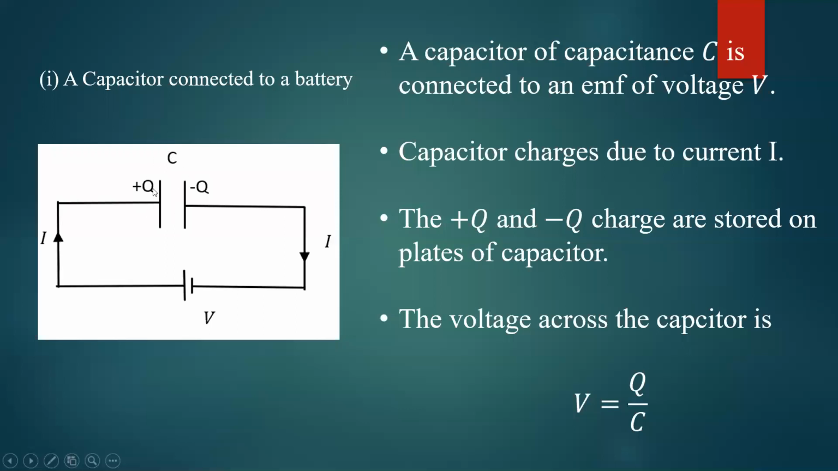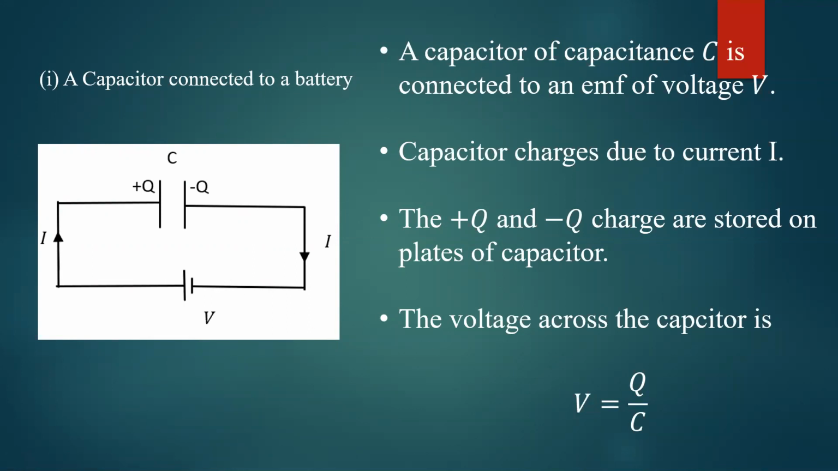What is the voltage? That is Q by C. If Q is more, if it stores more charges, voltage across the capacitor is said to be more. If it stores more charges, the voltage will be higher. And if capacitance is lesser, voltage will be more. If capacitance is low, voltage is high. So the lower the capacitance, the more voltage accumulates. Okay, so remember this particular point.